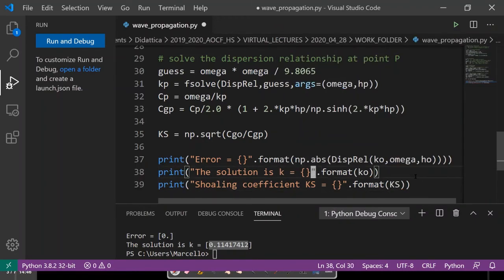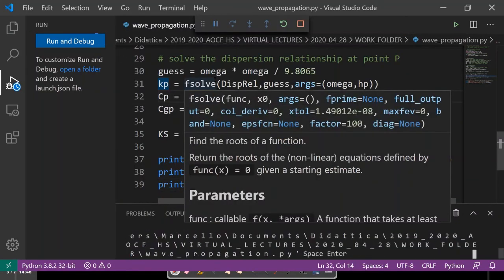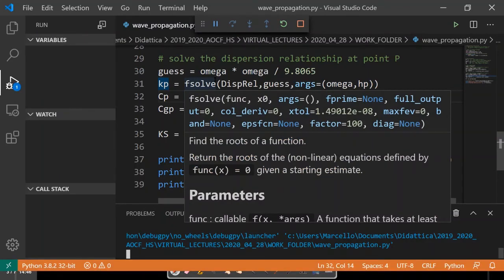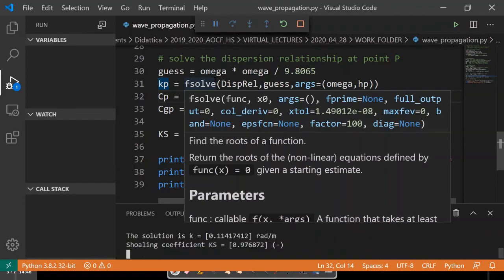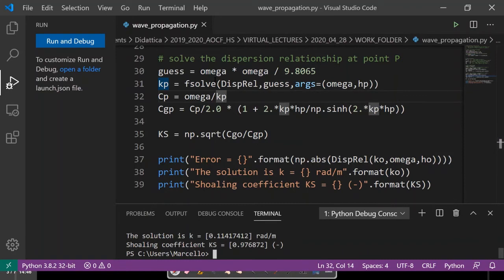Of course, K is equal to radians per meter. Ks is dimensionless, and we can try to execute the script. If we wait for a while, we should have the shoaling coefficient that, as you can understand, is equal to 0.97.